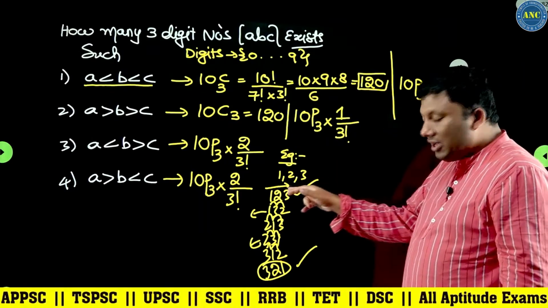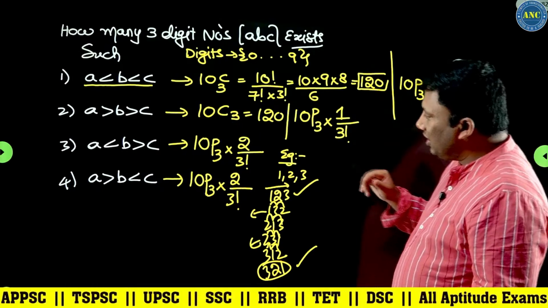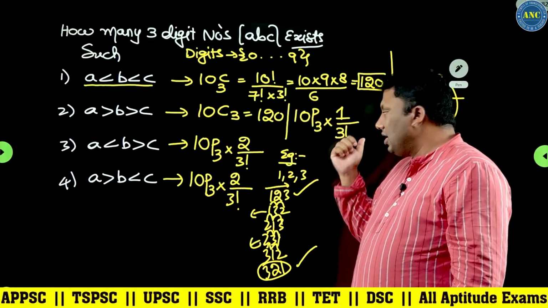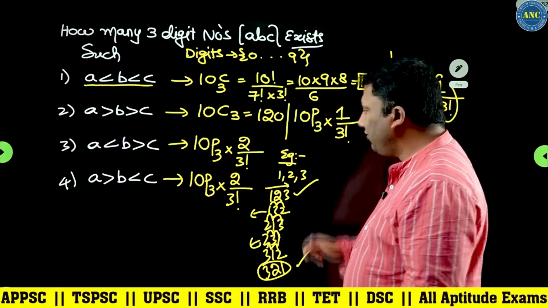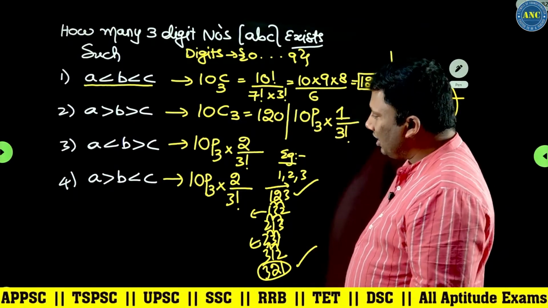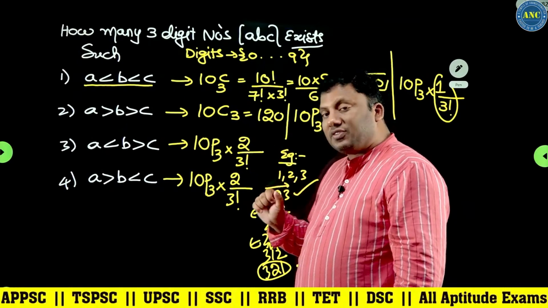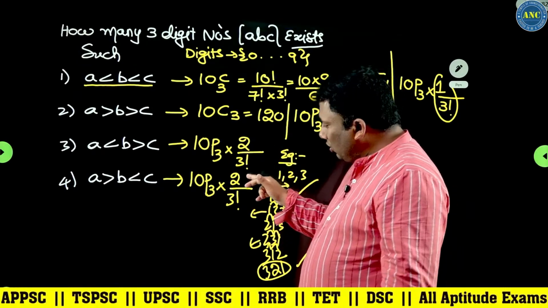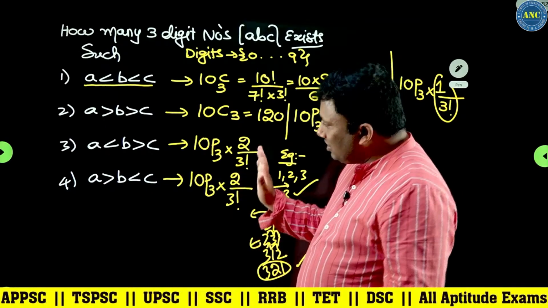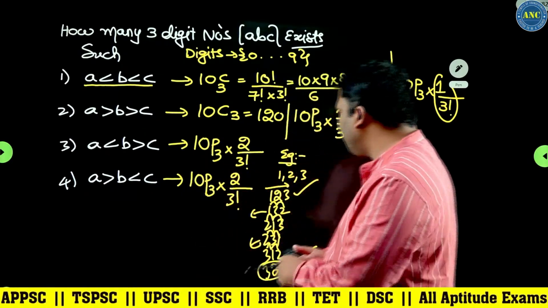One case will be where the digits are in ascending order. Out of 10 numbers, take any 3 numbers. These 3 numbers can be arranged in 3 factorial ways. One case will be where they are in descending order. So 2 cases out of 6 cases are possible. Are you all with me? This is one way to look at this problem.